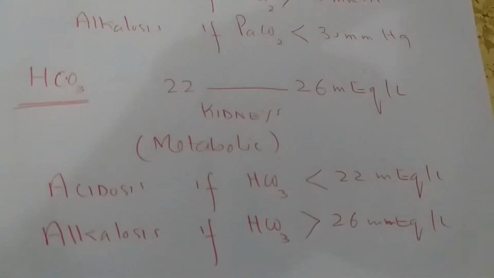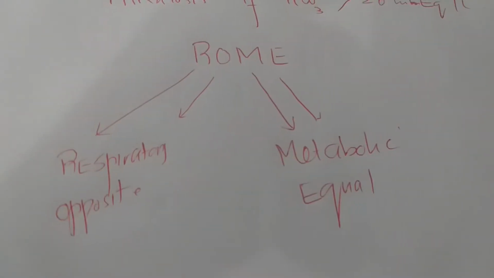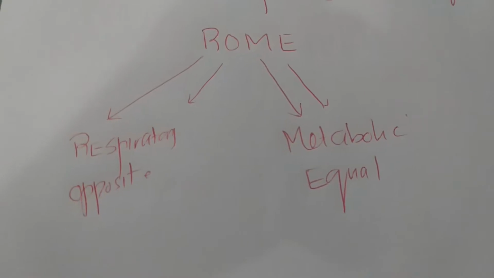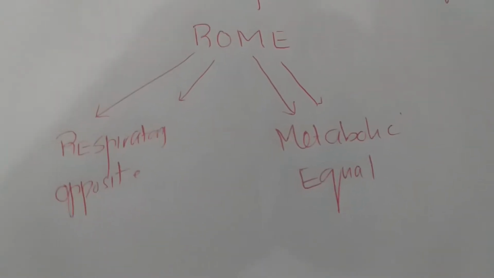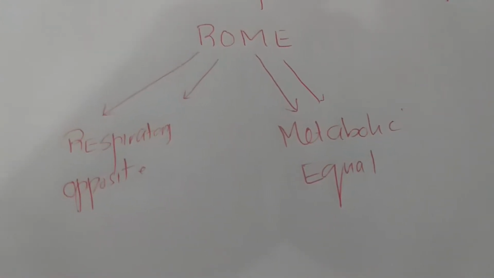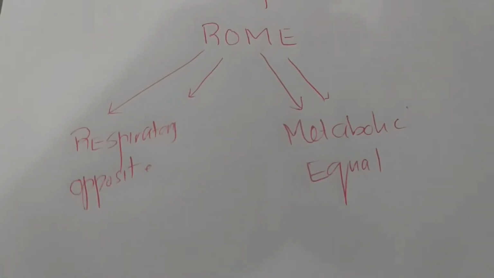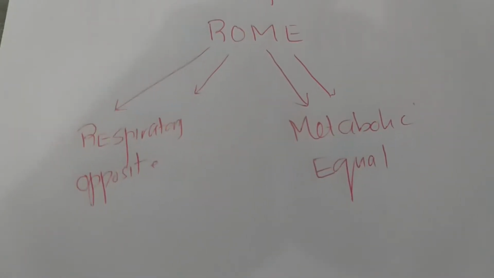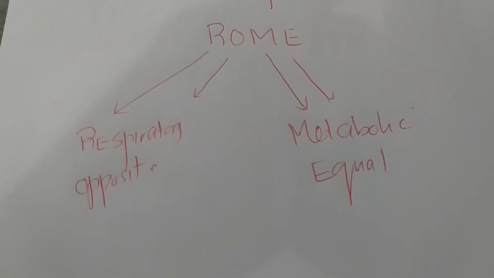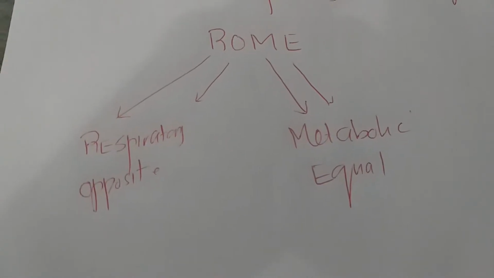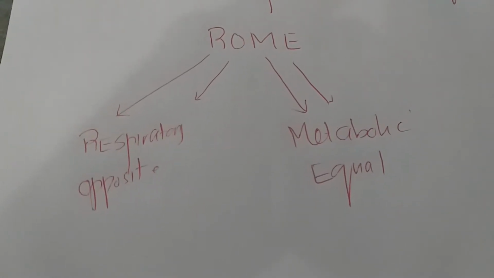Some people call it the ROME. ROME means respiratory opposite and metabolic equal. What do we actually mean by respiratory opposite? Respiratory opposite means that when the pH drops less than 7.35, we call it acidosis. But when PCO2 drops less than 35, we call it alkalosis. So the respiratory limb is moving in an opposite direction of the pH. pH drops, acidosis; PCO2 drops, alkalosis.